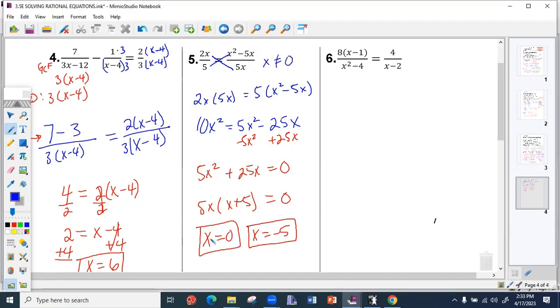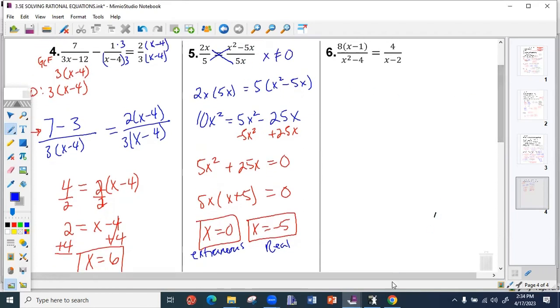So that represents the fact that this is what we call an extraneous solution. So this isn't my real solution. My real solution is -5. Okay, x equals 0 is extraneous. It comes out mathematically when I'm solving, but when I plug it back into the original, it will not work because in the original, x cannot equal 0.